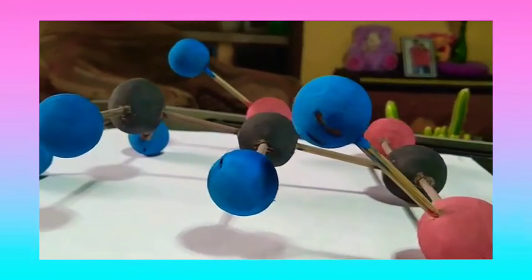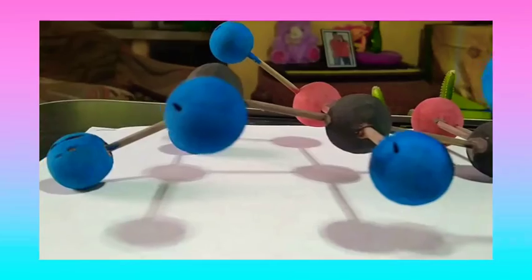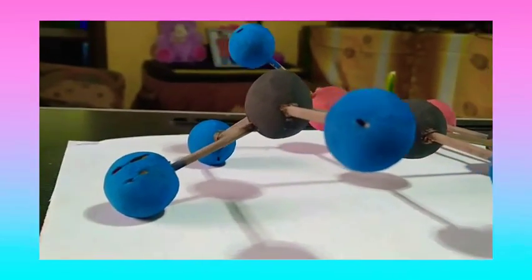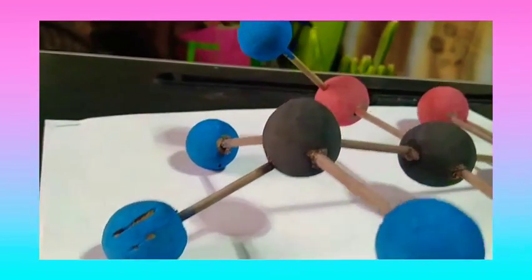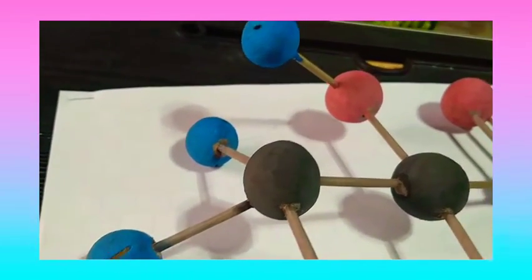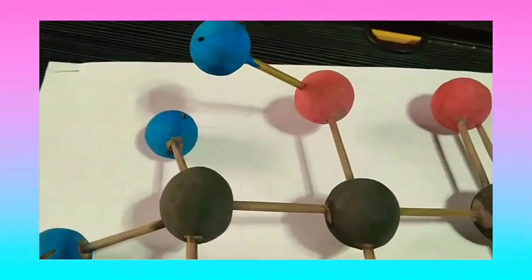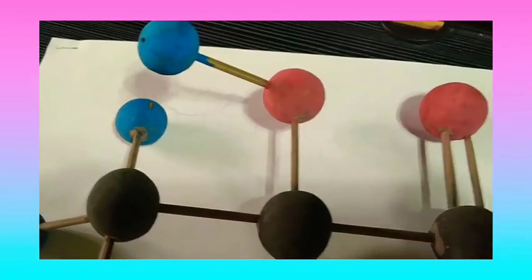Glyceraldehyde is a triose monosaccharide with chemical formula C3H6O3. It is the simplest of all common aldoses. It is a sweet, colorless, crystalline solid that is an intermediate compound in carbohydrate metabolism.